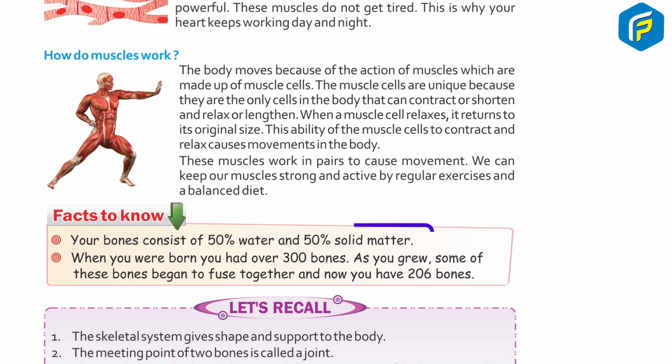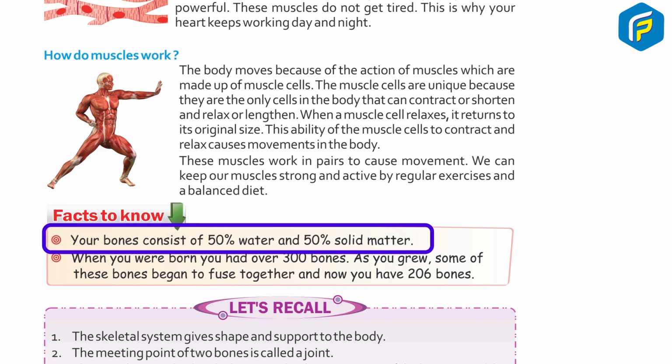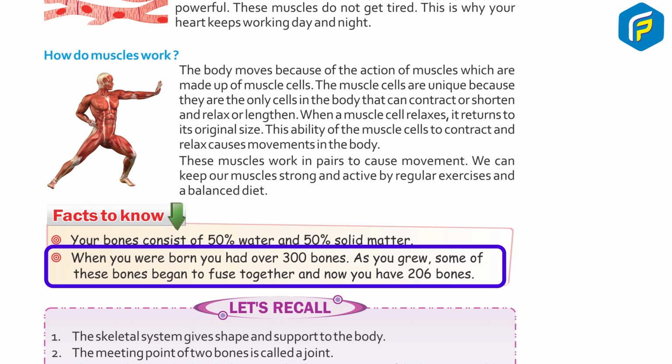Facts to know. Your bones consist of 50% water and 50% solid matter. When you were born, you had over 300 bones. As you grew, some of these bones began to fuse together, and now you have 206 bones.